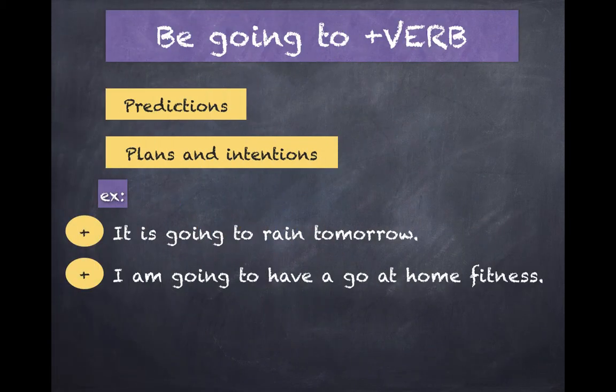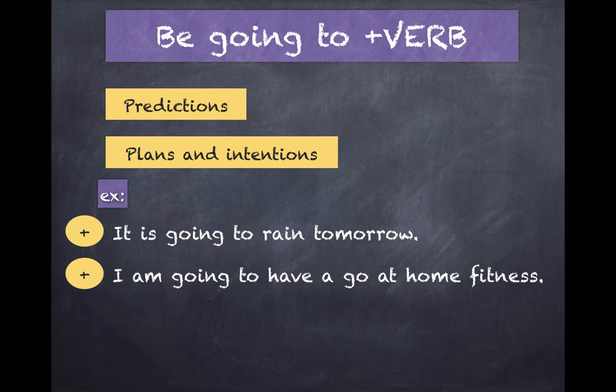So let's talk about be going to plus verb 1. No, the verb doesn't change. So when do we use it? We use be going to plus verb for predictions, for plans and intentions. Well, plans and intentions are the same thing. Intention is like your plan, but it's also like your wish of doing something.